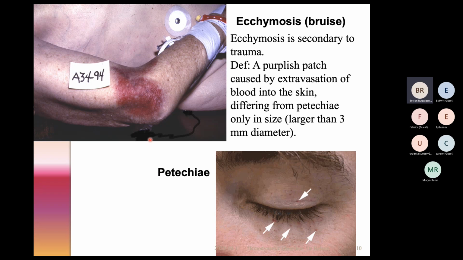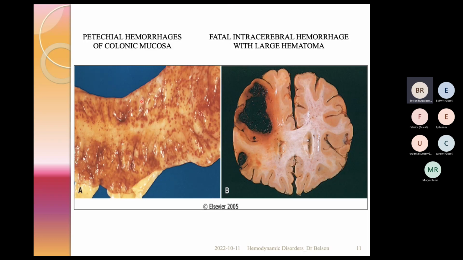So ecchymosis, you see, or bruises, are secondary to a trauma. So you see that there is a hemorrhage, but it is not a hemorrhage that you can do an operation on and remove blood. It is not possible, because they are just a hemorrhage within the tissues inside the skin. So petechial hemorrhages are seen in mucosas. They can usually be seen on the conjunctiva. So they are very small, very small.